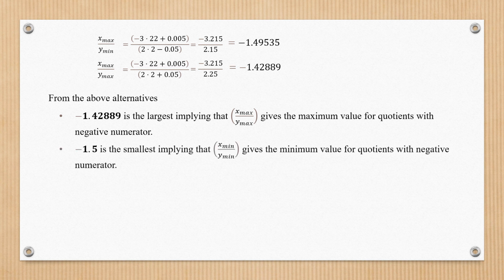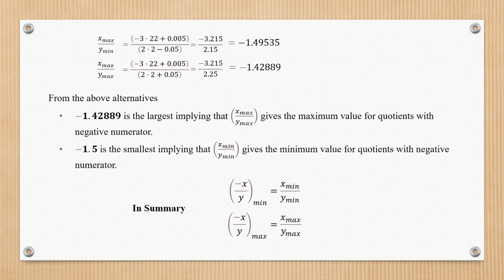Then we can say that negative 1.5 is the smallest, implying that x min over y min gives the minimum value for quotients with a negative numerator. So in summary, in this case negative x over y min shall be equal to x min over y min. Then we can also see that the maximum value for the quotients shall come from x max over y max. For this case, we have a negative numerator, so we have this in a yellow box for remembrance.